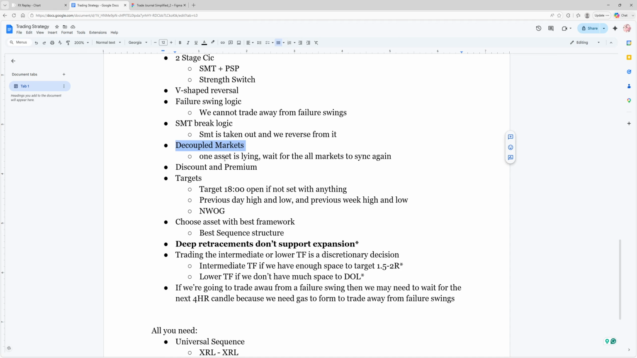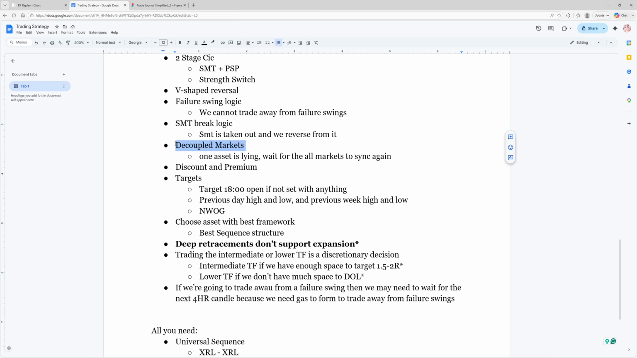So, decoupled markets. This is a big one because this happens a lot. Decoupled markets is when, for example, the NASDAQ is going up and then the Dow is going down, and you're probably like, what the hell? These assets are usually in sync. Why is one going up and why is one going down? I don't know if I'm supposed to trade up or trade down, right? I've been in so many situations where I don't know which direction to go. So calm down. There's no need to fear.